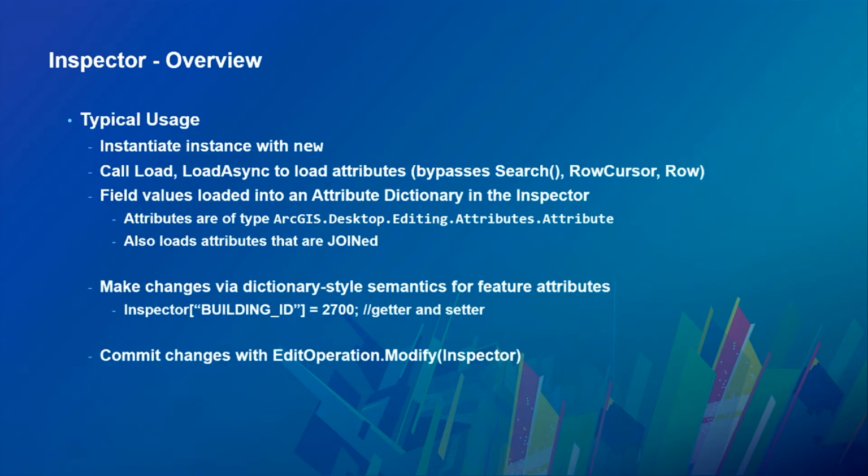So the typical usage is very similar to an edit operation. We instantiate a new instance of it using the new. We then load a feature or a bunch of features into the inspector. So if we want to manipulate a particular feature, maybe it's a selected feature on the screen, maybe it comes from a search cursor, we load those features into the inspector.